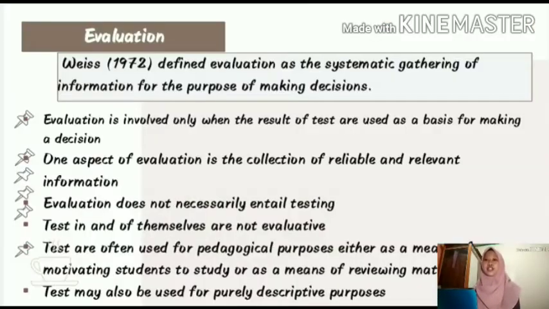For the next, evaluation. Weiss in 1972 defines evaluation as the systematic gathering of information for the purpose of making decisions. Evaluation is involved only when the results of a test are used as a basis for making a decision. One aspect of evaluation is the collection of reliable and relevant information. Evaluation does not necessarily entail testing, and tests in and of themselves are not evaluative.